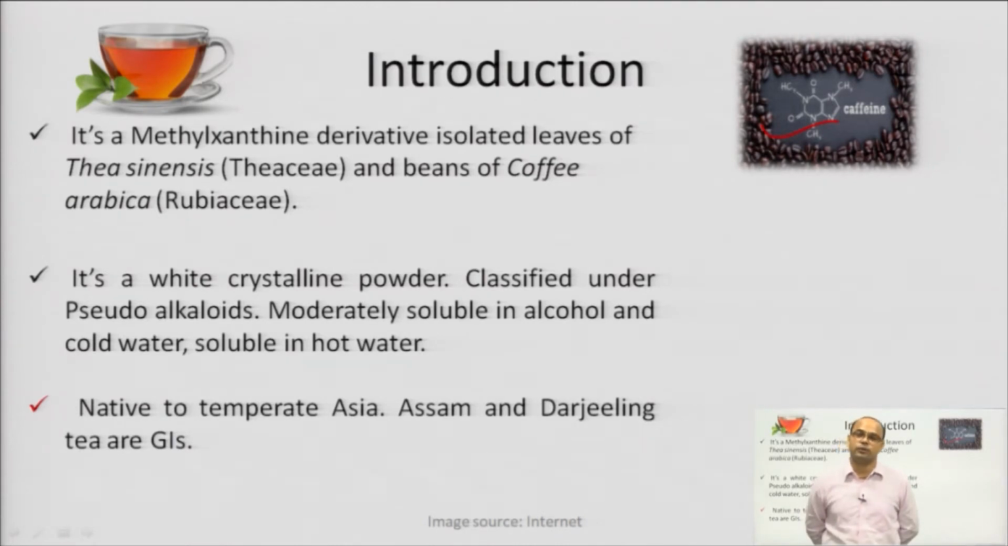As far as the distribution of tea and coffee is concerned, you can see that tea is widely distributed in the temperate Asian region, and especially Assam and Darjeeling teas. They are geographical indications. Geographical indications means they are proprietary locations where you can grow the Assam or Darjeeling teas.